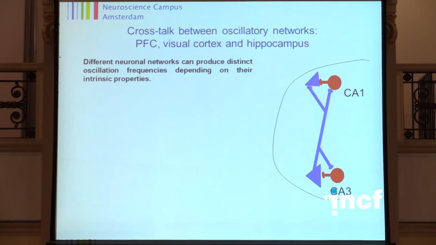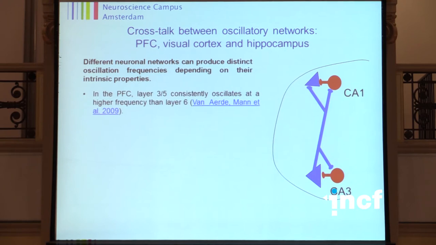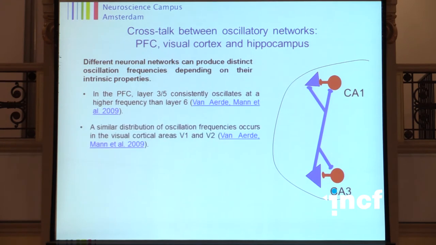This is synchronous activity. What we know so far is that different networks are able to produce different kinds of synchronous activity, and it depends on the properties of the cells. If we look specifically, for example, at the prefrontal zone of the rats, layer 3-5 is able to oscillate at a higher frequency than layer 6. But if you produce connections, or you look at the connections between them, the frequencies can change. Similar dynamics can also be observed in the visual zones, comparing regions V1 and V2.